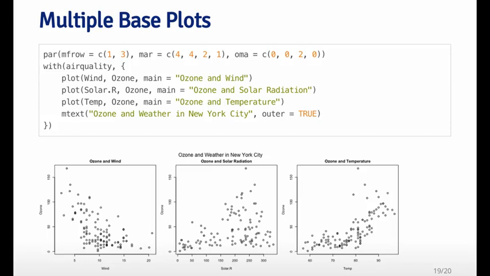So here in this call to par, I set mfrow equal to 1 row, 3 columns. I set the margins to be a little bit smaller than the defaults. And then I set the outer margin to be actually bigger than the default. The default for the outer margin is 0 all around. So on the top, I want a little extra space so I can add the title "Ozone and Weather in New York City", which is a title for the entire panel of plots. And then I call plot 3 times to make the 3 different plots, and then I use mtext to add the outer title to this panel of plots.